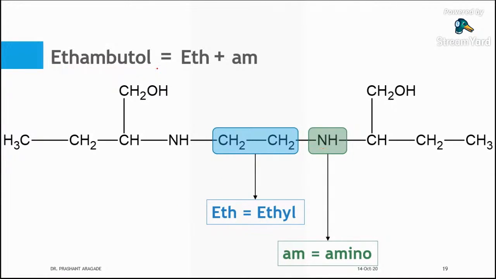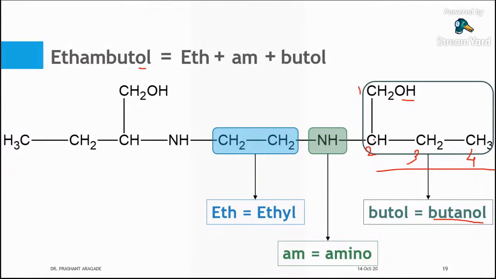Okay. Now the next word is what? Butol. OL means alcohol. But means 4 carbon atoms, butane, isn't it? If you count these carbon atoms, there are 4 carbon atoms: 1, 2, 3, and 4. So but, ol means hydroxyl group, that is butanol. So butol stands for butanol, AM stands for amino, and eth stands for ethyl. I have divided this ethambutol word into eth plus AM plus butol.